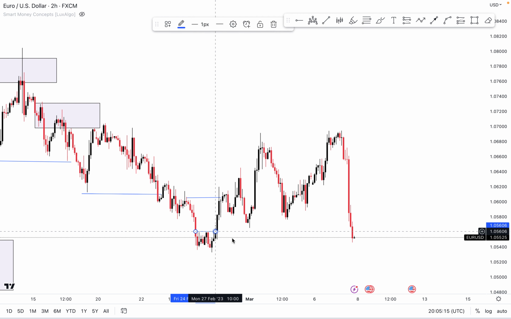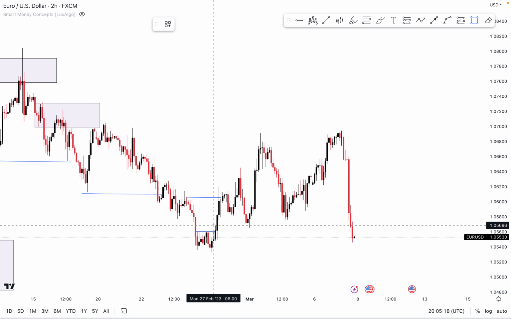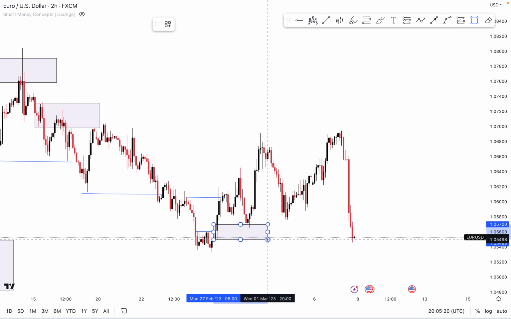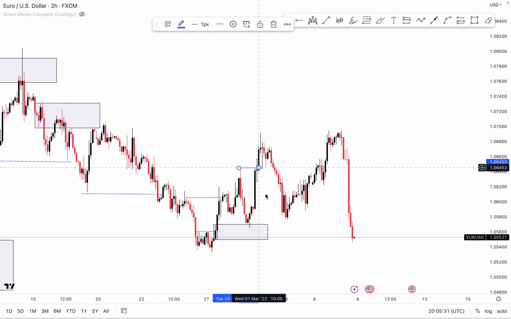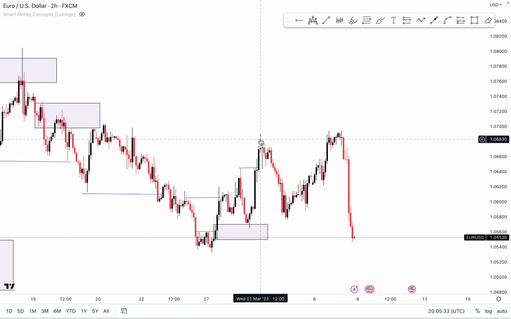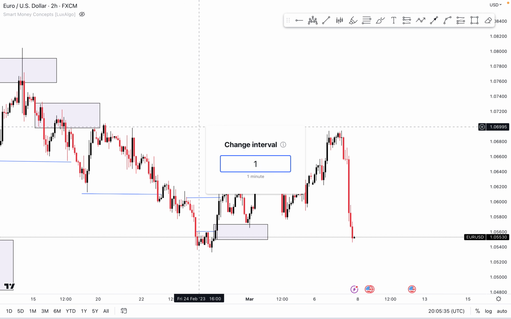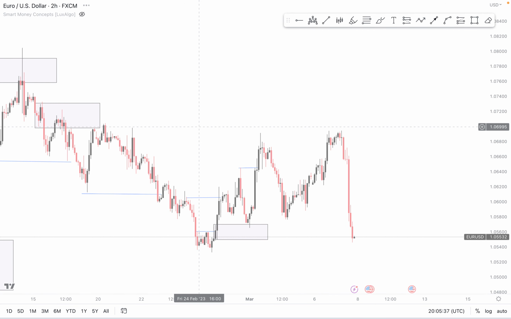Down here, any demand zone? Yes, there's a demand zone. Was it mitigated? Yes, the zone was mitigated. Push to the upside. What happened? Break price. Break of structure again. Demand is now in control. We scale to the 1-hour time frame.